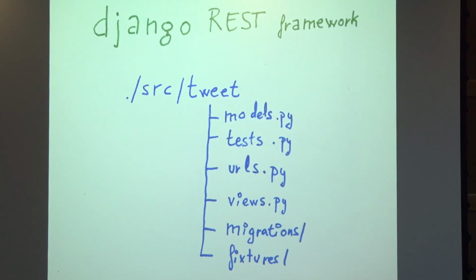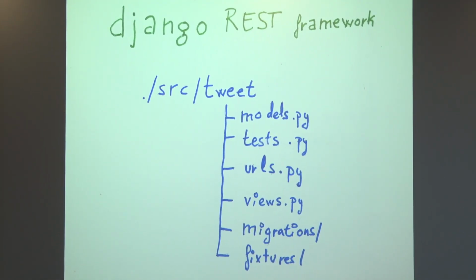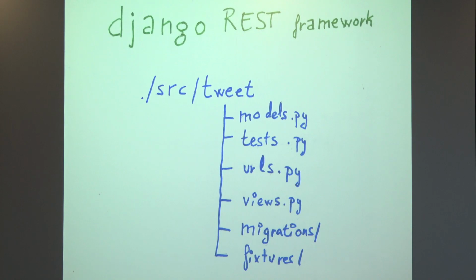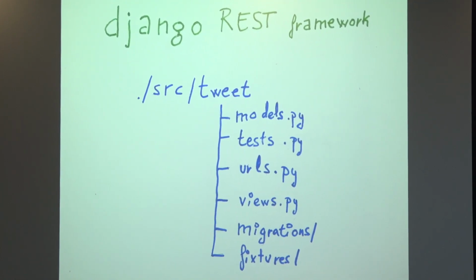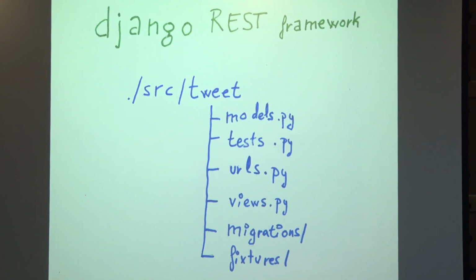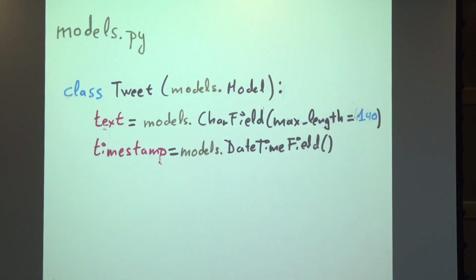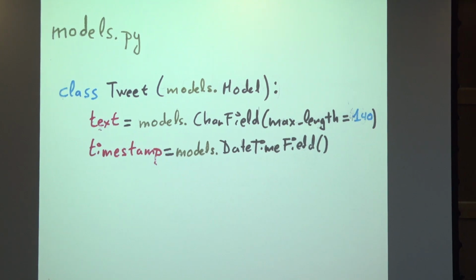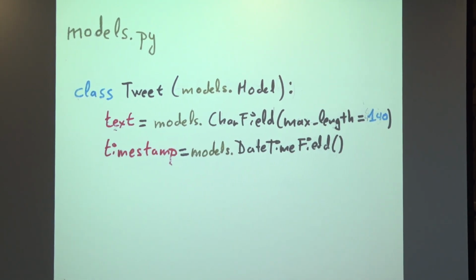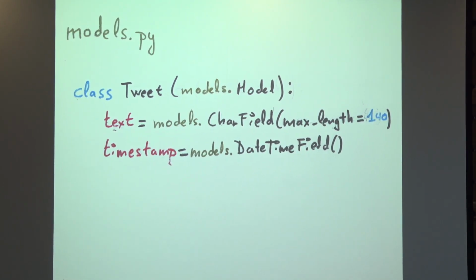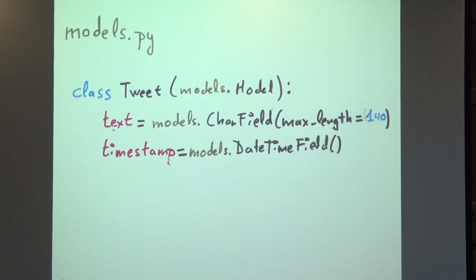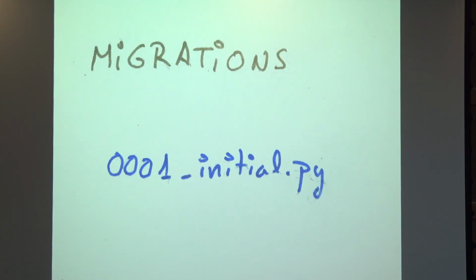application. Inside the template, you have a source directory with a tweet application, and the tweet app has model, tests, URLs, views, migrations, and fixtures, exactly like any other Django application. The model of the tweet is very simple, as I said: a timestamp, a DateTimeField, and a text that contains 140 characters. The migrations have a single migration. Hopefully that will grow and get more migrations as you go.